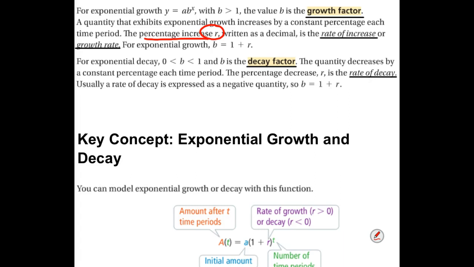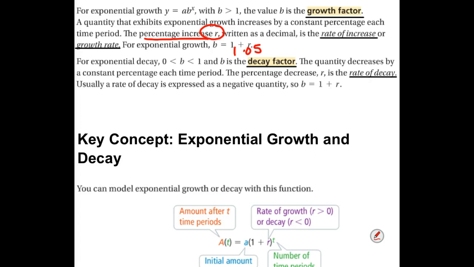So in that last example where we had 1.05, the 0.05 was the growth rate. Our B value was 1.05. It's always going to be 1 plus R. Okay?